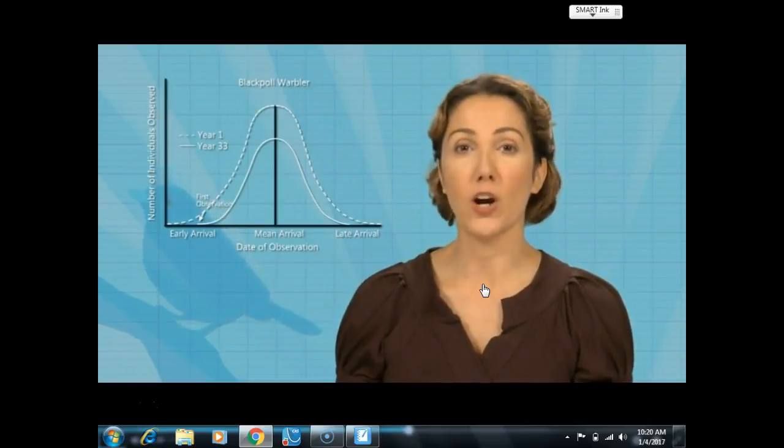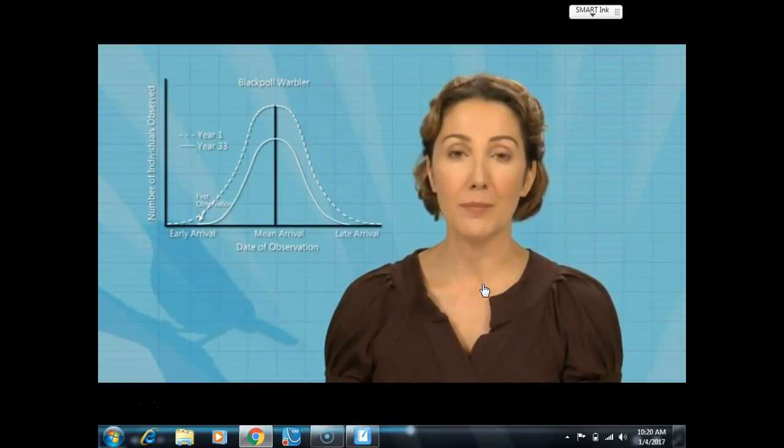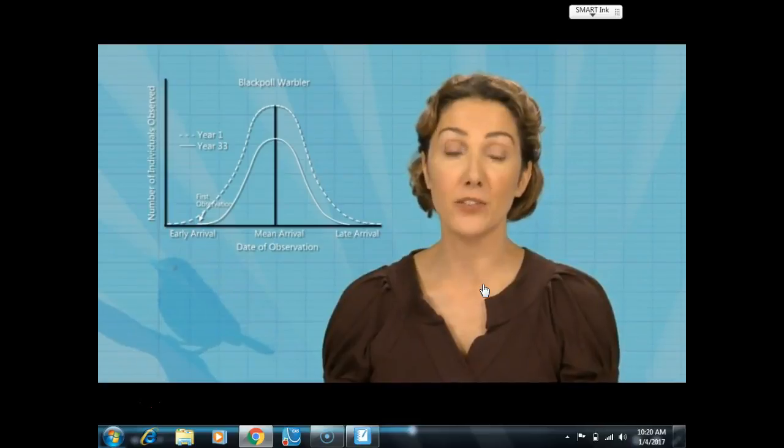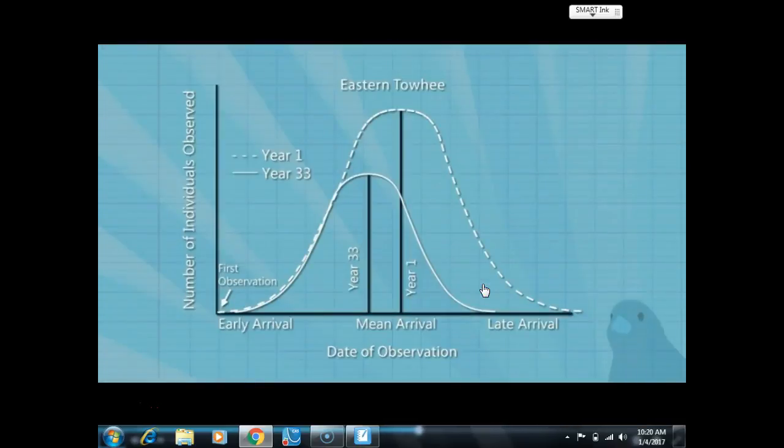Smaller populations are harder for researchers to keep tabs on because the individuals are comparatively few and far between. With a smaller population size, it becomes increasingly difficult to see that first bird, so that's why we see it later. Here are the curves for another species, the eastern towhee.